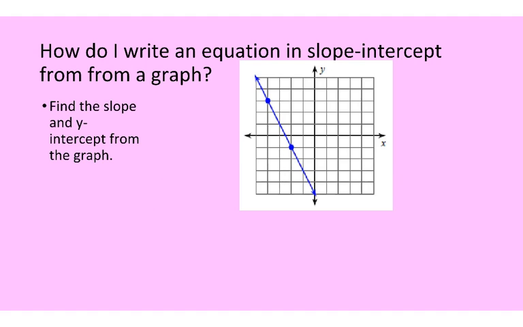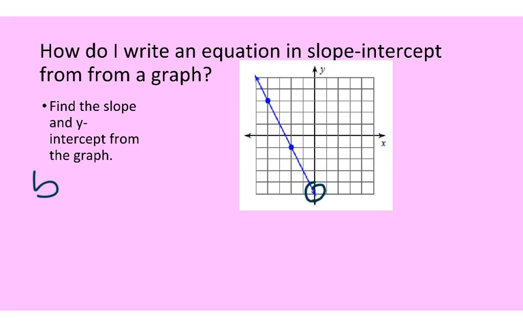Another way that you might be asked to turn an equation into, or look at a line and turn it into slope-intercept form is through a graph, okay? So what you have to do is very quickly find the y-intercept and the slope, and then that's very easy after that. So the first thing I'm going to do is find the y-intercept. That's b. So I follow my line down and I see that it crosses right there.